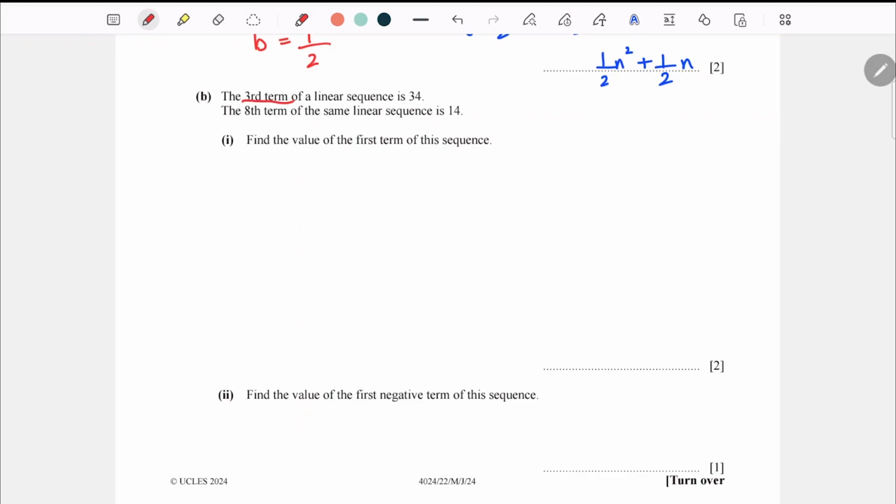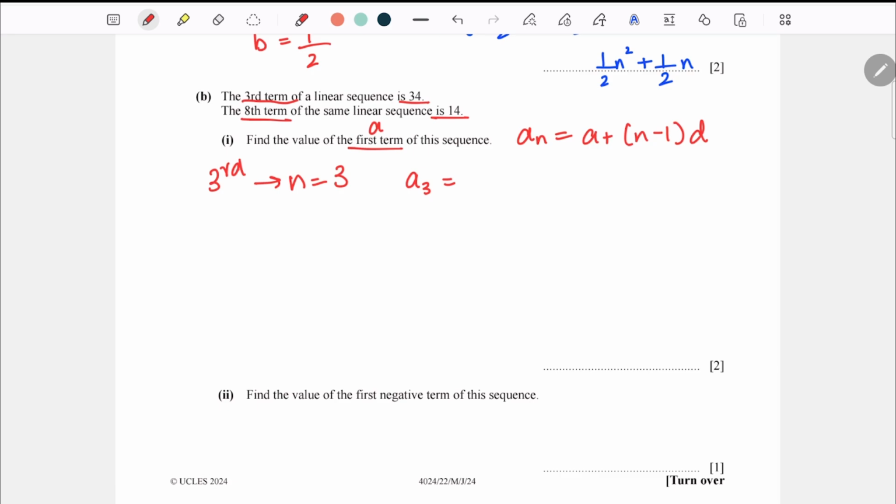Part B, the third term of a linear sequence is 34. The eighth term of the linear sequence is 14. Find the value of the first term. First term meaning we have to find the value of a. We'll use the general equation a_n is equal to a plus (n minus 1) multiplied by d, which stands for difference. So for the third term, n will basically be equal to 3.